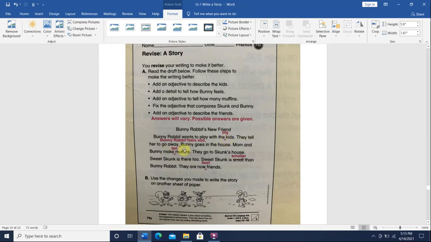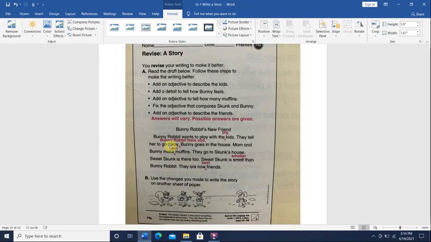They tell her, go away. So the big kids tell her to go away. How do you think the bunny rabbit felt? She felt sad. So we added another sentence here saying, Bunny Rabbit feels sad. Bunny goes in the house. So after the kids tell her to go away, she feels sad.